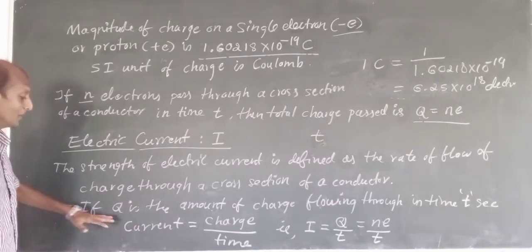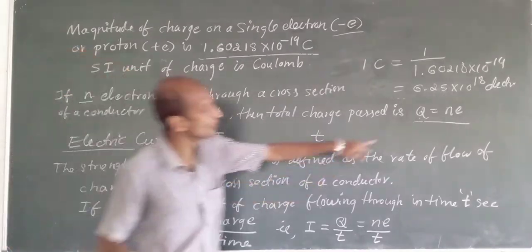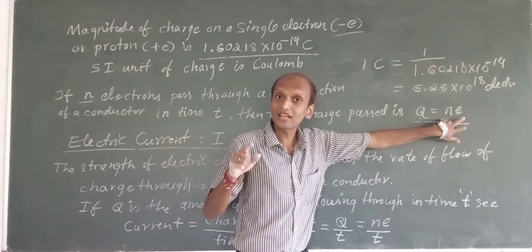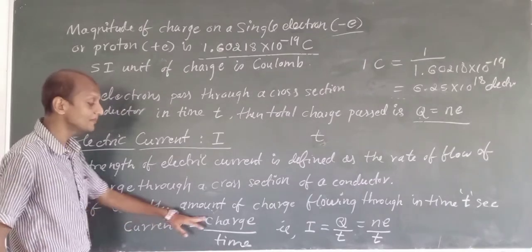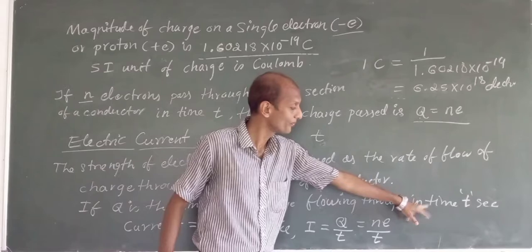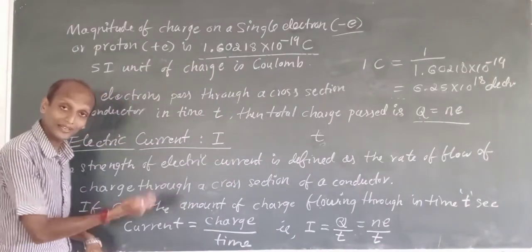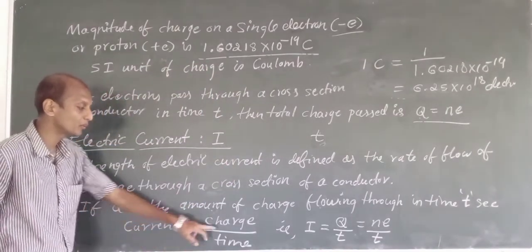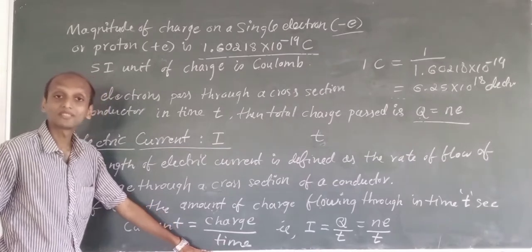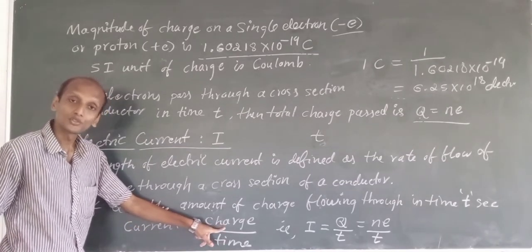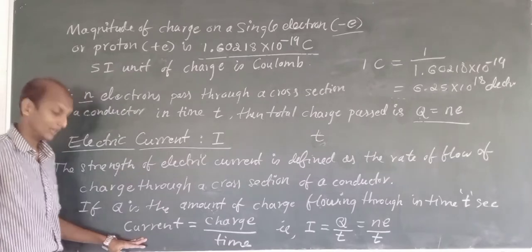So if Q is the amount of charge or total charge, what is Q? Q is N into E, number of electrons into charge of one electron. So that is the total charge. Now if Q is the amount of charge flowing through a cross section of a conductor in time t, then I can write current as charge divided by time. So much amount of charge is moving in so much of time.